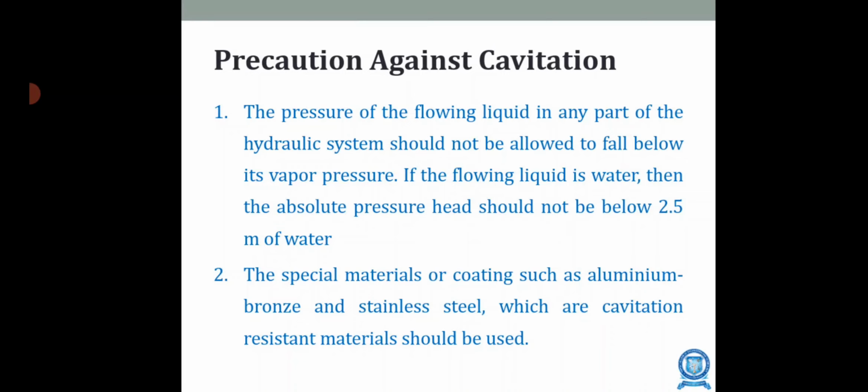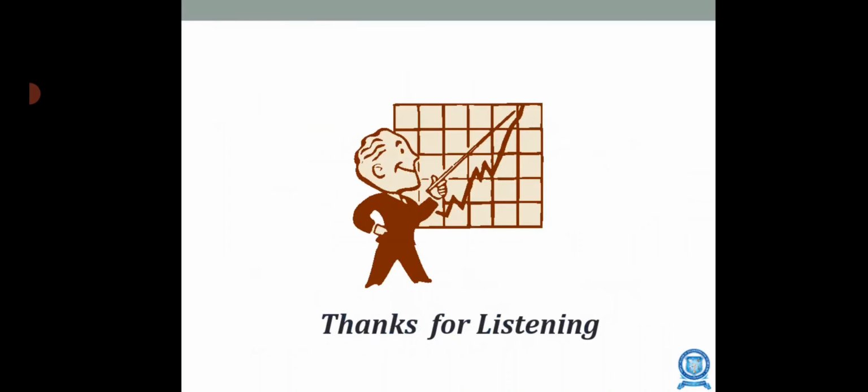How do we overcome cavitation? The pressure of the flowing fluid in any part of the hydraulic system should not be allowed to fall below the vapor pressure, because only then do you get these bubbles. If the flowing fluid is water, then the absolute head should not be lower than 2.5 meters of water, and we should use special materials or coatings such as aluminium bronze and stainless steel. They are cavitation resistant materials.